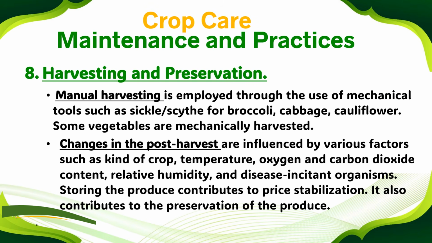Manual harvesting is employed through the use of tools such as sickle or scythe for broccoli, cabbage, and cauliflower. Some vegetables are mechanically harvested. The changes in the post-harvest are influenced by various factors such as kind of crop, temperature, oxygen and carbon dioxide content, relative humidity, and disease-incitant organisms. Storing the produce contributes to price stabilization. It also contributes to the preservation of the produce.